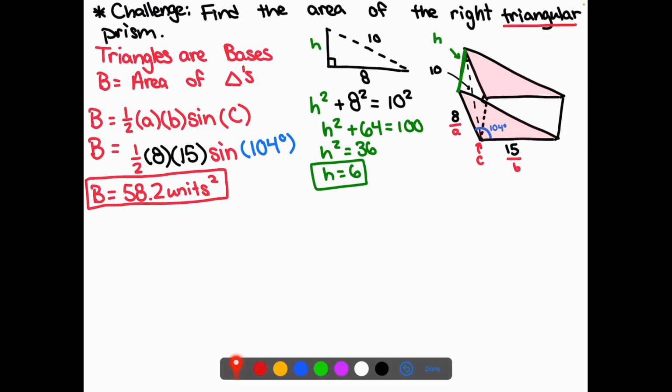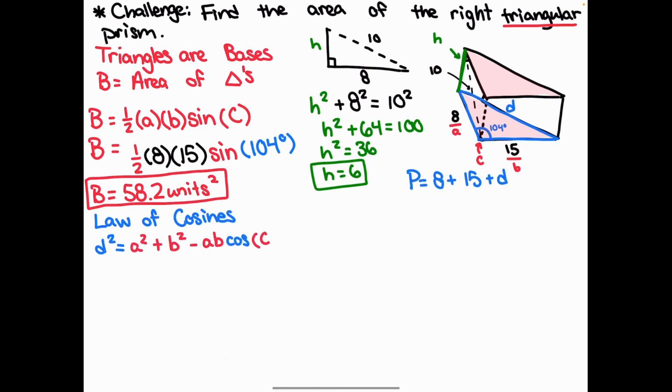The last thing that we need is the perimeter. But for a perimeter, we're missing a side. I'm going to go ahead and call this side length D. And to solve for D, well, I have side angle side, so I can use law of cosines. And the reason that I can't use Pythagorean's theorem is, again, this is not a right triangle. So law of cosines is going to be D squared is equal to A squared plus B squared minus 2AB cosine of angle C.